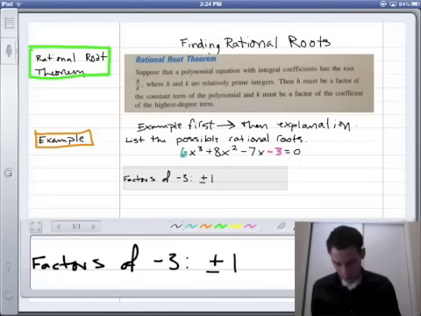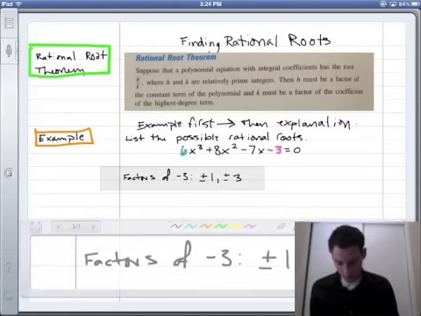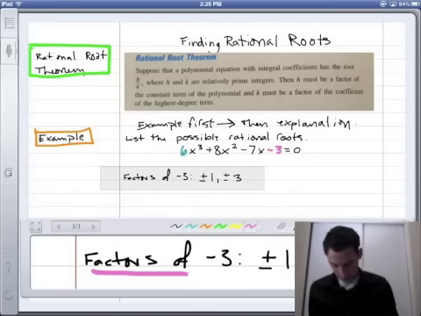So plus or minus 1, that's always going to be a factor for our problems here. And 3 is a prime number, so plus or minus 3. And those are our factors of the constant term. And this will be pink.